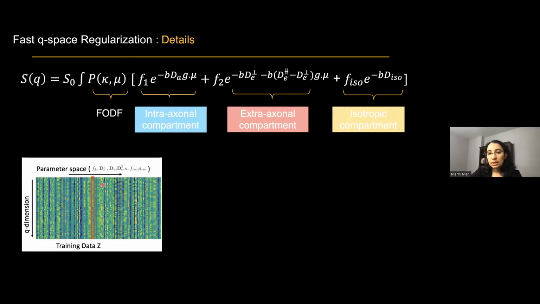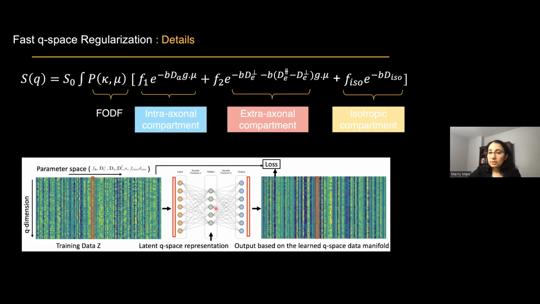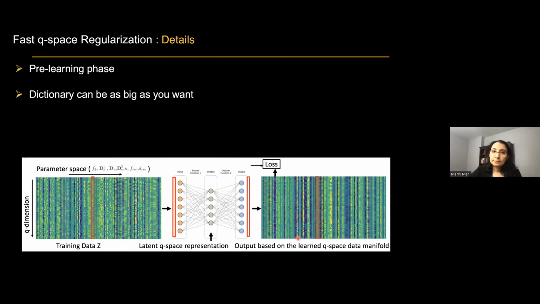So we generate as much training data as we need. If we are going to use this model in a human study, then we have to change the parameters within the biophysical range, which we already know from the literature. So you generate your training data and feed that to your autoencoder network, which then learns to recreate the Q-space data that you are interested in learning.